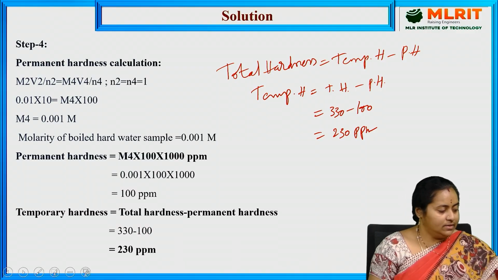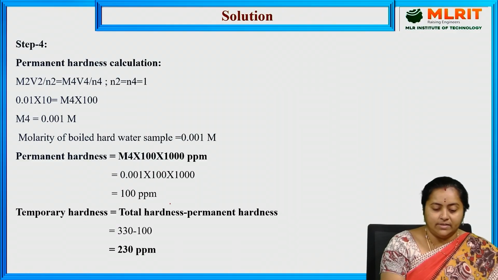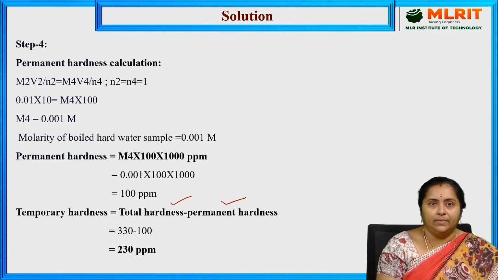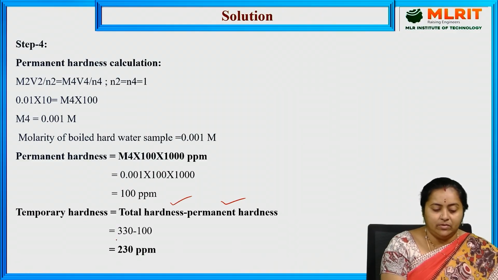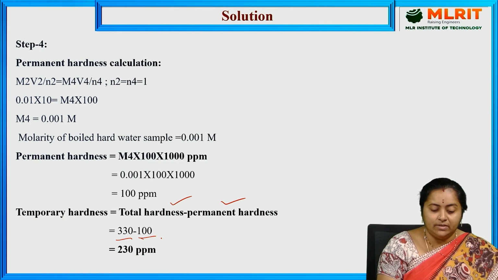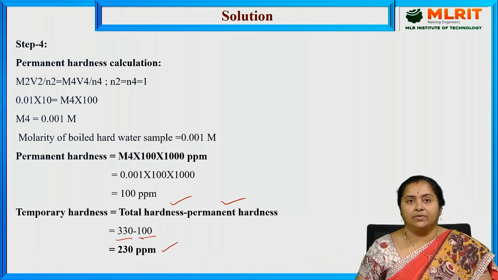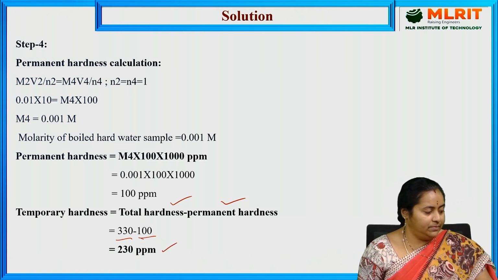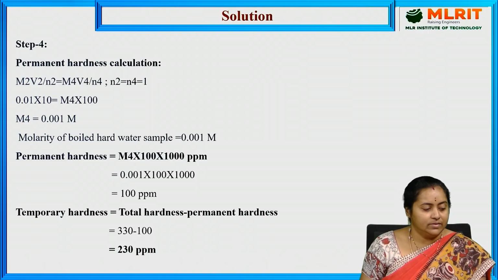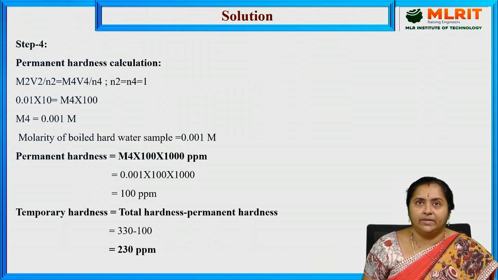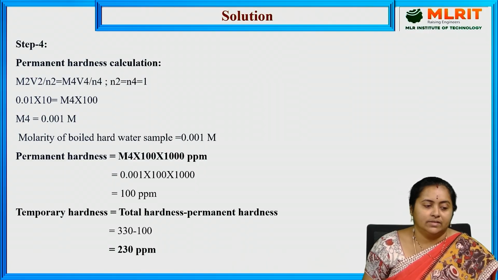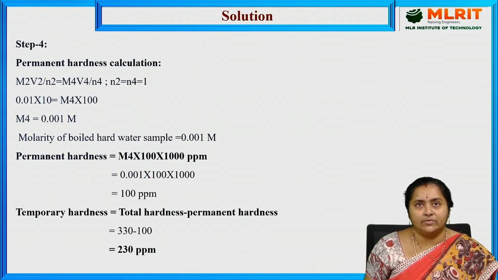That is, temporary hardness is equal to total hardness minus permanent hardness. From step 3 we got total hardness as 330, and permanent hardness in step 4 we got as 100 ppm. By substituting, we get a temporary hardness equal to 230 ppm. So this is the solution for problems based on the EDTA method. Just like in the experimental procedure, we have 4 steps, and the same 4 steps we have to follow for finding the solution.